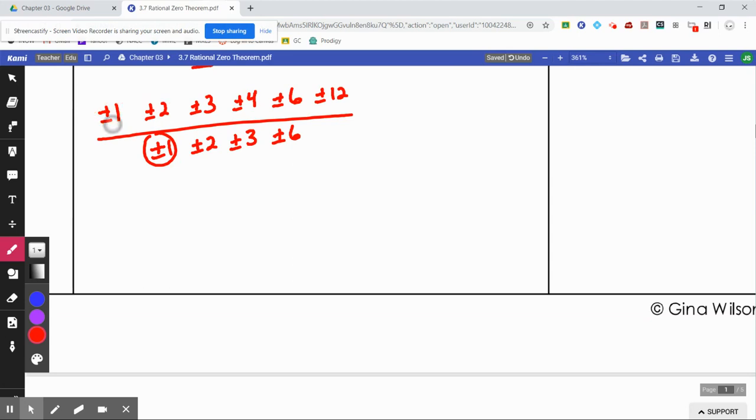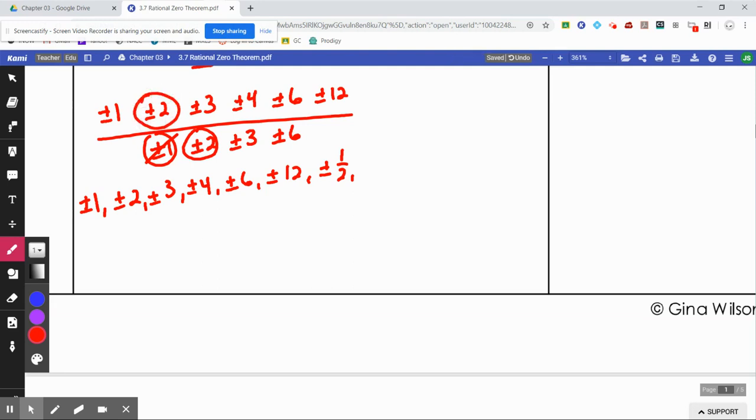Okay, so we got 1 over 1, 2 over 1, 3 over 1 is 3, 4 over 1, 6 over 1, and positive or negative 12 over 1. We're done with the 1. Let's move on to 2. So you got 1 over 2, positive negative 1 over 2, 2 over 2. Okay, now look at this. 2 over 2, 2 divided by 2 is 1. That one's already listed, so we don't have to list it again.